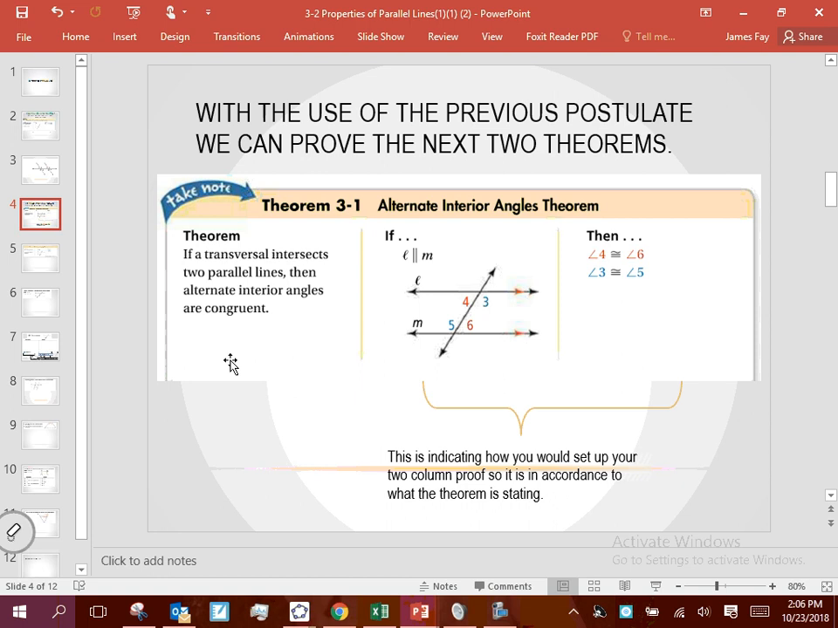So there's a couple things. We need to know what it says, and we need to know how to decipher that into a given in our proof. So knowing what it says there on the left, if a transversal intersects two parallel lines. Remember, that if part is your given. So you need two specific parallel lines to talk about. Name them whatever you want. I'm going to name them L and M. That's our given. L is parallel to M.